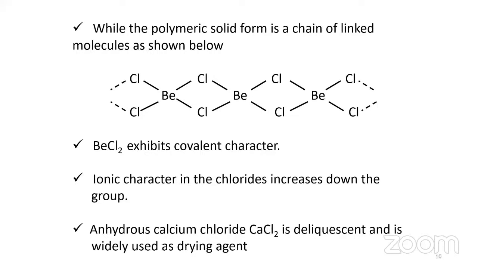As I said, most of these compounds actually have good properties. An example is your calcium chloride. Your calcium chloride is deliquescent. That means it can absorb water from the atmosphere, and that is why we use it as a drying agent. Your anhydrous calcium chloride is deliquescent, and you can actually use it as a drying agent.